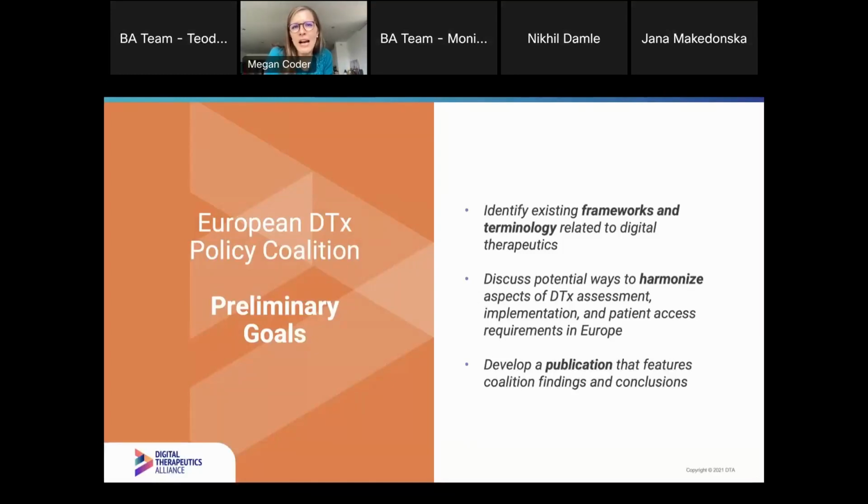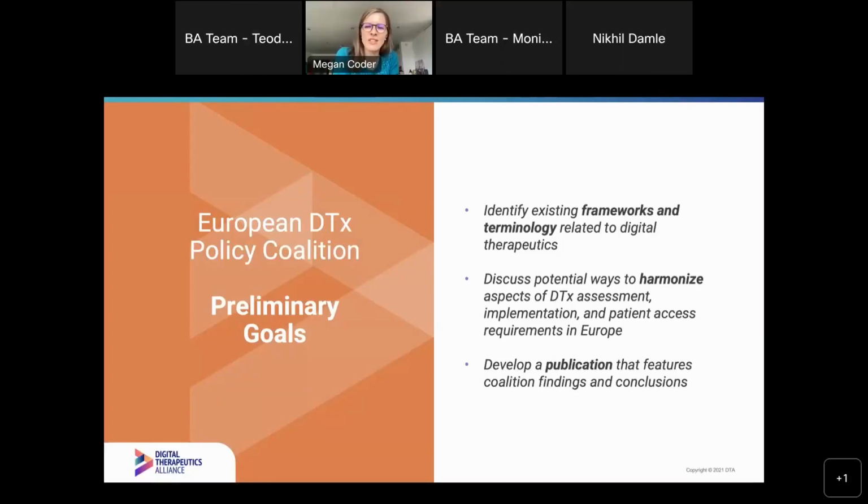And we've been looking at how do we bring together different entities in Europe to really talk about what are the existing frameworks and terminology that are being used. How do we discuss potential areas of harmonization? And some of the questions I asked in the previous session tie into this.